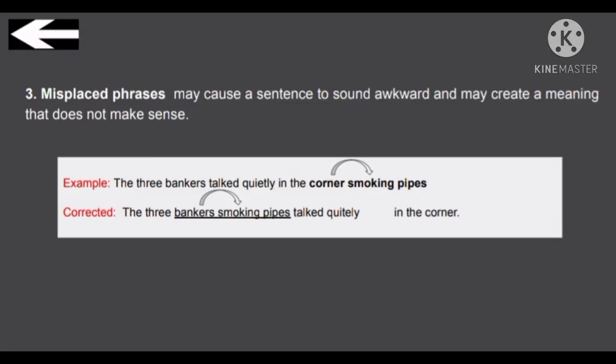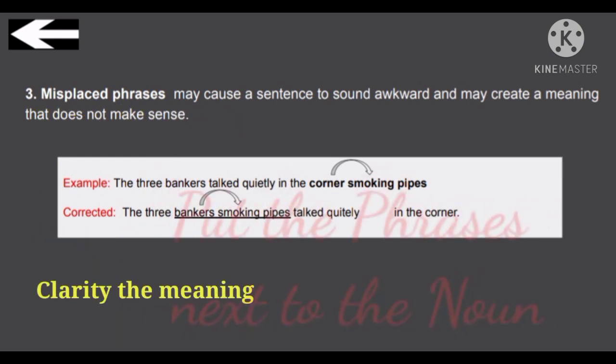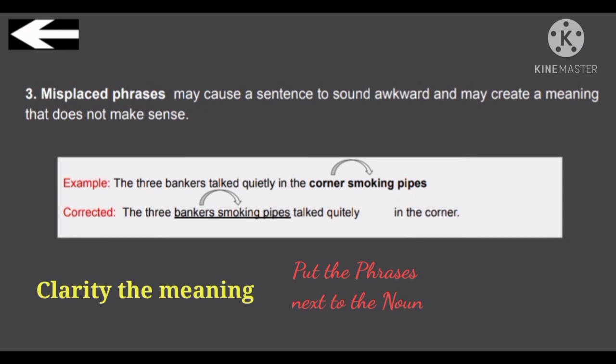Number 3, misplaced phrases. Misplaced phrases may cause a sentence to sound awkward and may create a meaning that does not make sense. Using a word that is not appropriate may cause it to sound awkward. Then, the problem sentences below contain misplaced phrases that modify the wrong nouns. To fix the errors and clarify the meaning, put the phrases next to the noun they are supposed to modify.